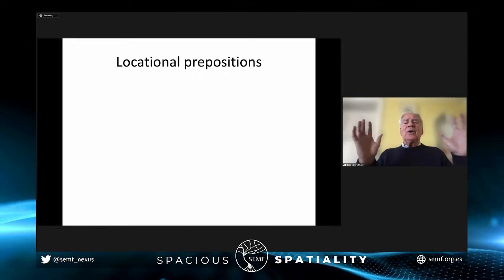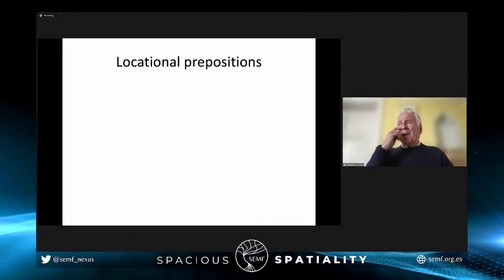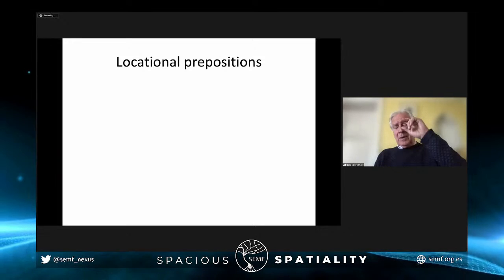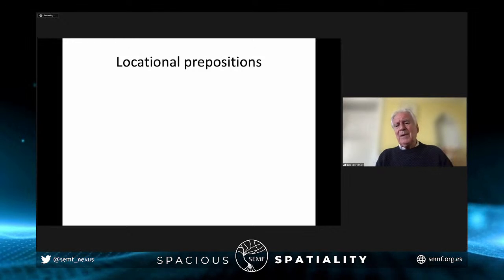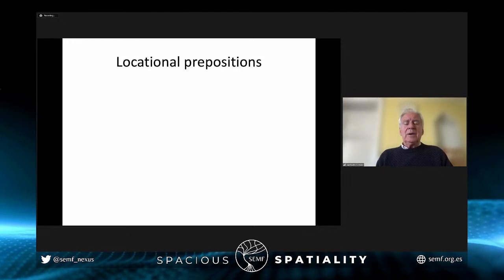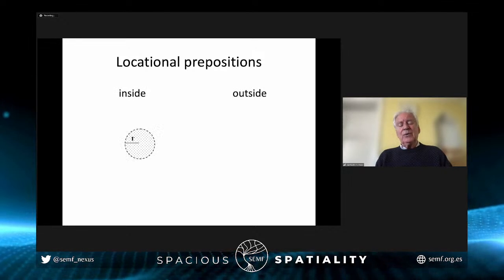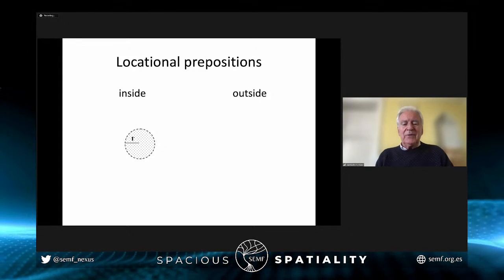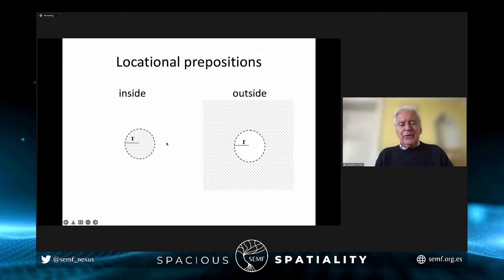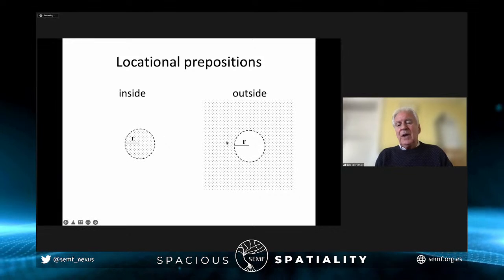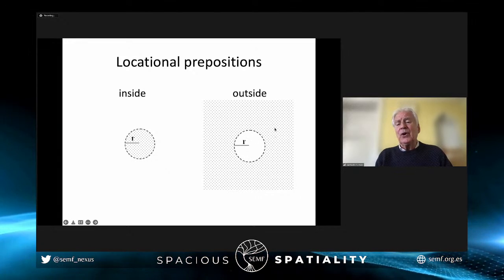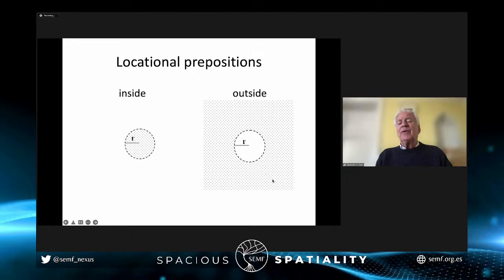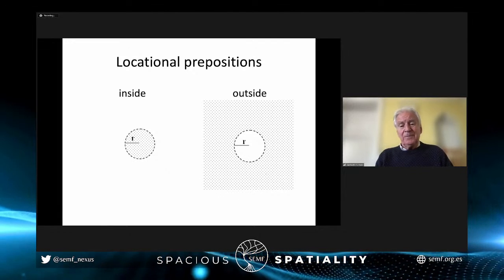So look, there are locational prepositions that describe positions, and then there are directional prepositions like forward and backwards and so on that describe directions, but I will only talk about the locational prepositions. So you have inside and outside, and okay, not all objects are circular, but basically inside is a convex region if you do polar coordinates, and outside, if I'm making the simplifying assumption that objects are circular, this shaded area is a convex region in polar coordinates.